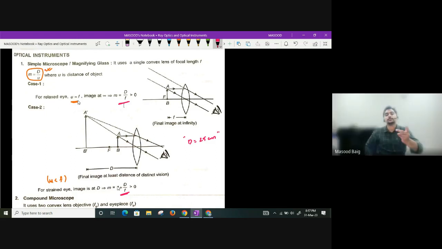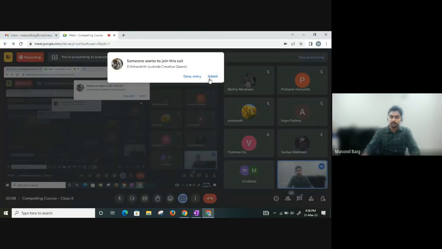They will ask you what is maximum magnification. So please remember, maximum magnification will anyhow be 1 plus D by f only, which takes place in strained eye condition. When you move on to the next optical instruments, compound microscope as well as astronomical telescope, they will use two lenses. One will be called objective lens, other will be called eyepiece lens, guys.